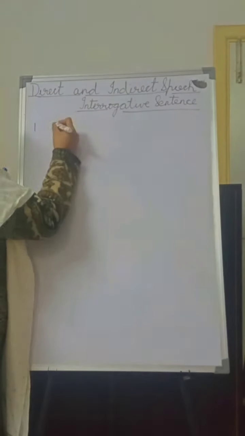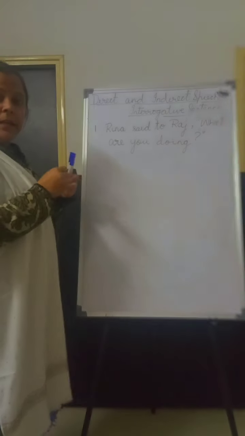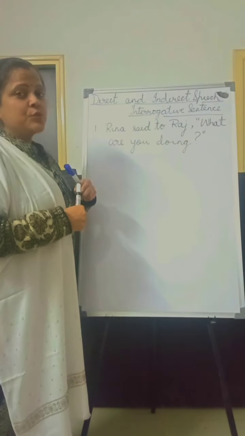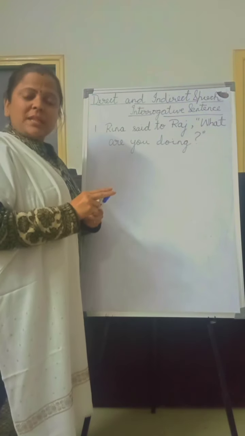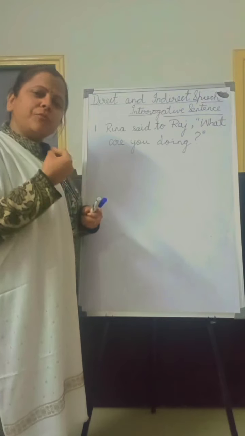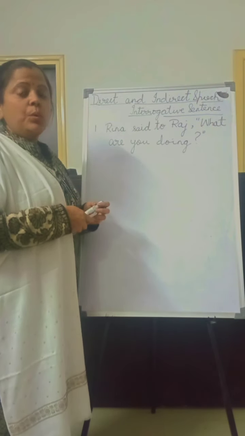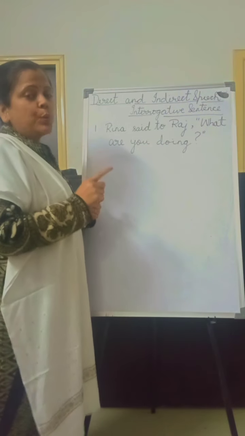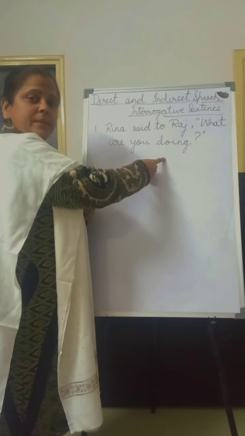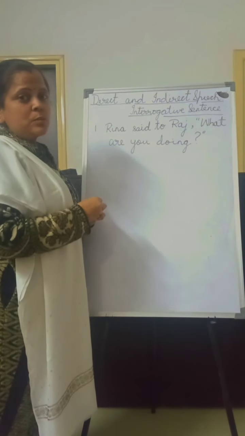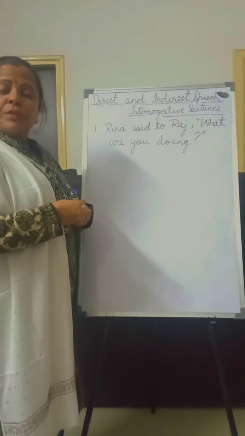First, I'll take a sentence. We all know that there are two types of interrogative sentences, which we have already done in kinds of sentences. Both types of interrogative sentences have different rules to be followed while changing a sentence to indirect speech. So, first we are going to do the first kind of interrogative sentence. The example sentence I have taken is, Reena said to Raj, "What are you doing?"